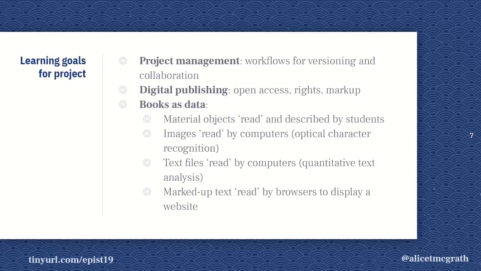Some of the learning goals that we had were getting them to think about project management, workflows for versioning and collaboration, digital publishing experience, like getting some of those skills, thinking about open educational resources in general, and also thinking about what is a public domain text, right? These were published in the 1770s, they're not in copyright, and how creating reading versions of some of these texts might make them more broadly accessible, including accessible to people with disabilities as well.